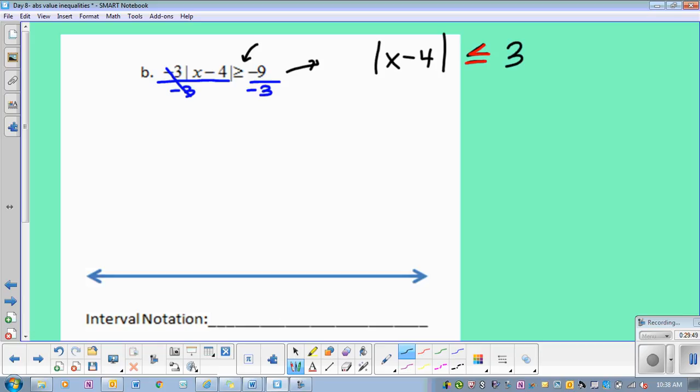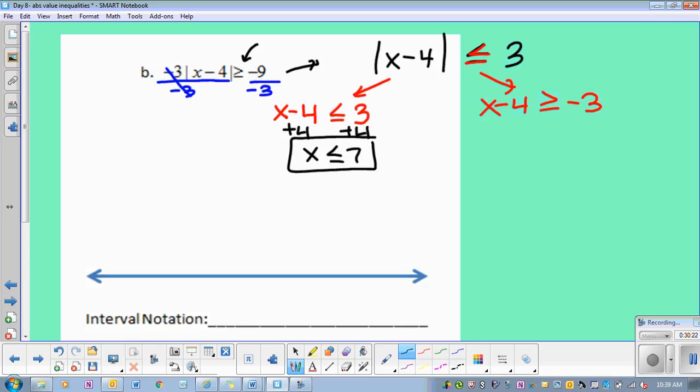Right? So now this is where we drop the bars and write it twice. So it's weird. Since we divided by a negative, it kind of changed our problem, right? So now we have x minus 4 is less than or equal to 3, and x minus 4 is greater than or equal to negative 3. And then let's solve it the same way. It's the same way that we've been doing this before. Add the 4.